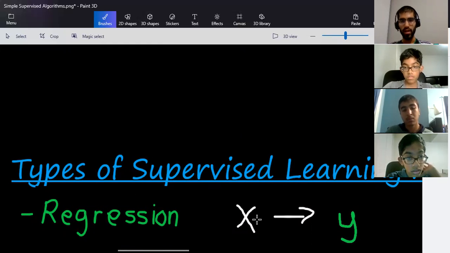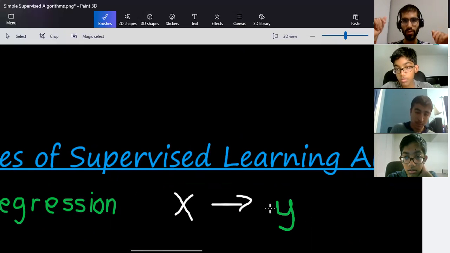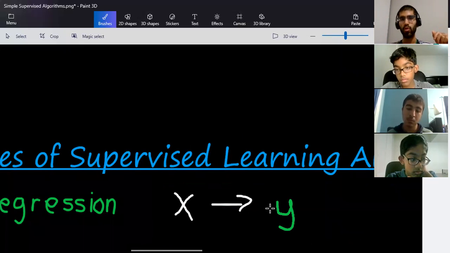So again, the regression problem is about taking some input data, x, and then this arrow symbol, it's read as "maps to." So it's like x maps to y.